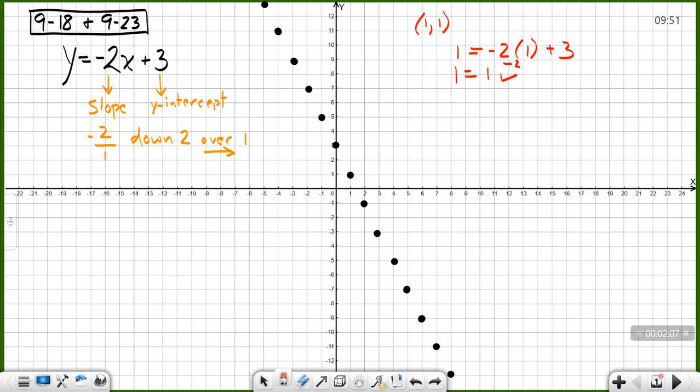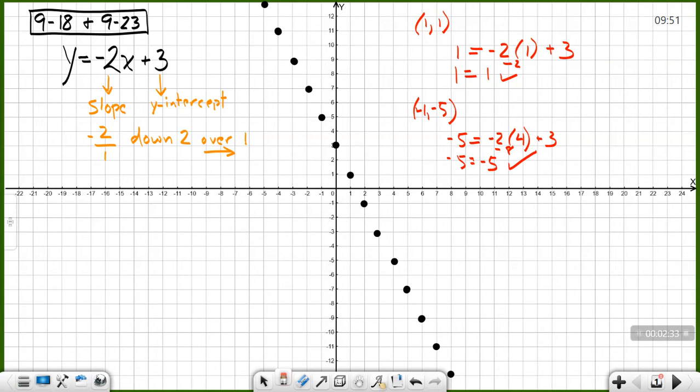4, negative 5. If I plug that in, that means negative 5 is equal to negative 2 times 4 plus 3. Negative 2 times 4 is negative 8. Negative 8 plus 3 is indeed negative 5. It makes that true. All of these points make this equation true. That makes them solutions to that equation. That's why we're representing them on the graph.